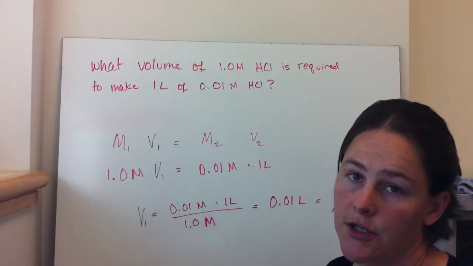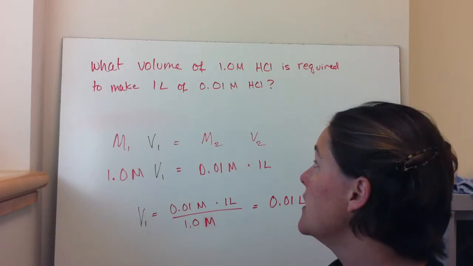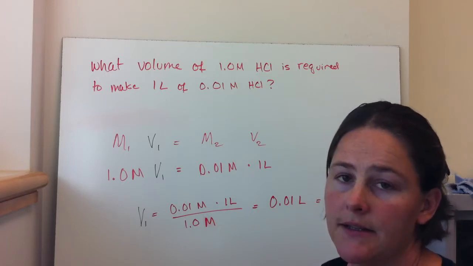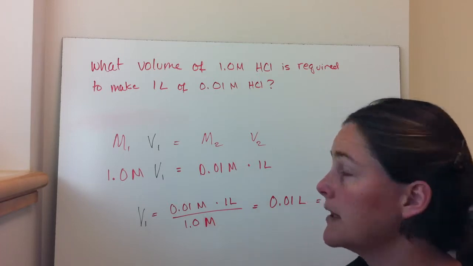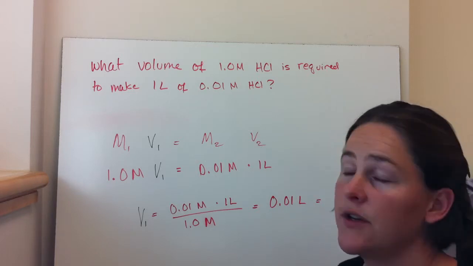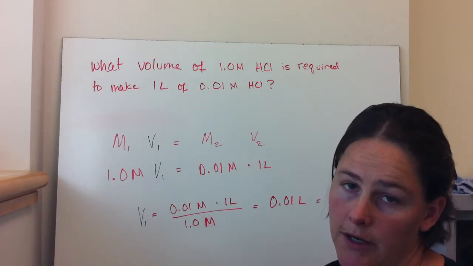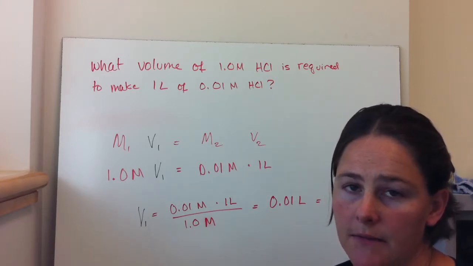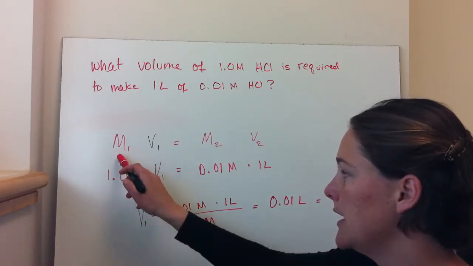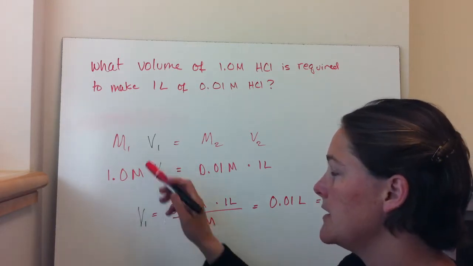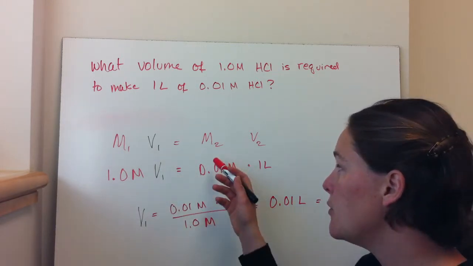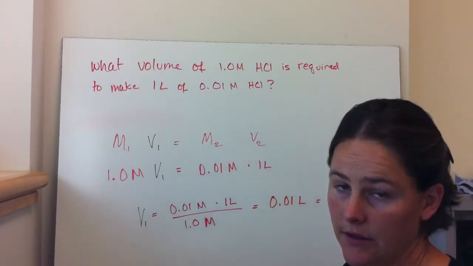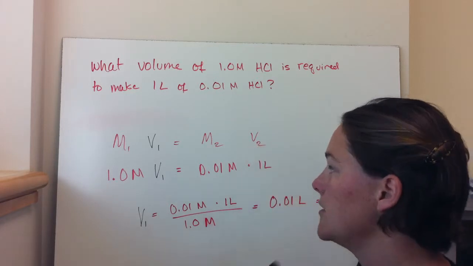One of the other questions is: what volume of a 1 molar hydrochloric acid solution is needed to make 1 liter of a 0.01 molar hydrochloric acid solution? So what we need here is M1V1 equals M2V2, and what that means is the molarity of the initial solution times the volume of the initial solution is equal, because the moles are equal, to the molarity of the dilute solution times the volume of the dilute solution.